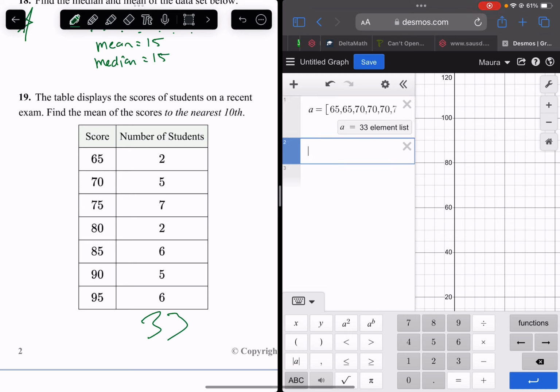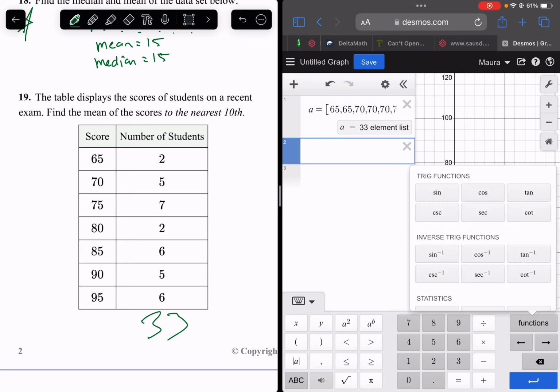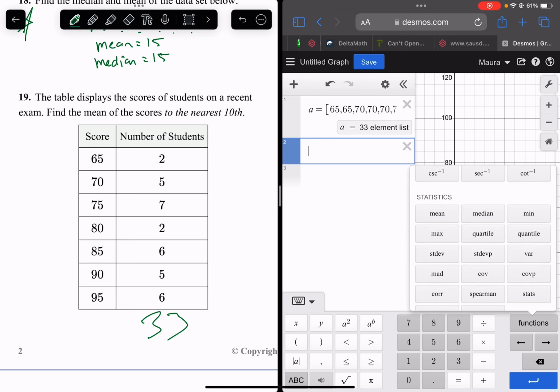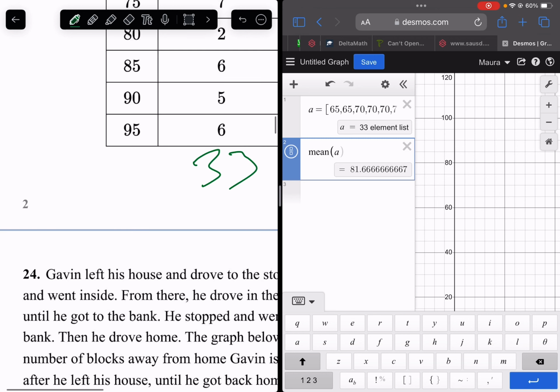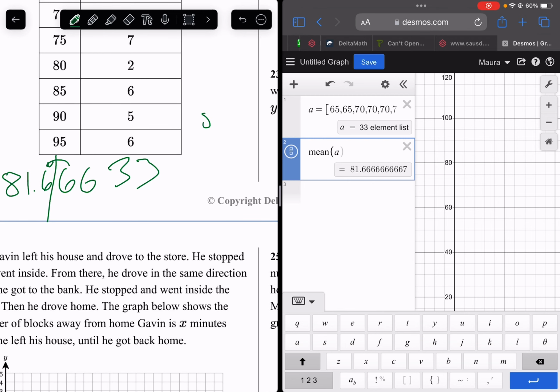So now they're asking for the mean. I'm going to go to functions this time, just to change it up. So I'm going to do mean of A, and it gives me 81.666. They asked me to round to the nearest tenth, so I'm going to round to 1 decimal place. I cut it off there. This 6 rounds this up, so I end up with 81.7 as my rounded value.